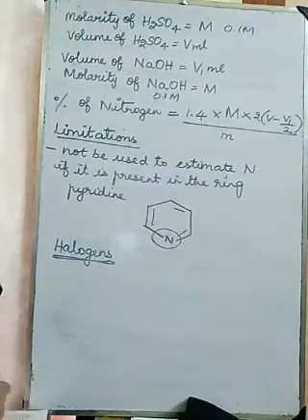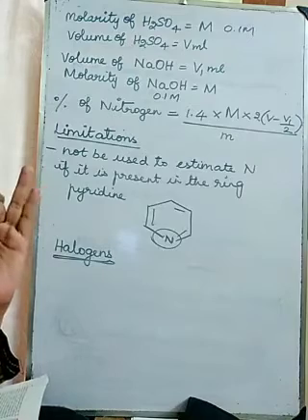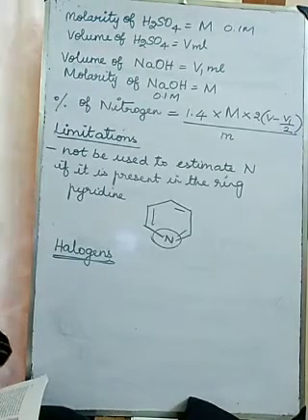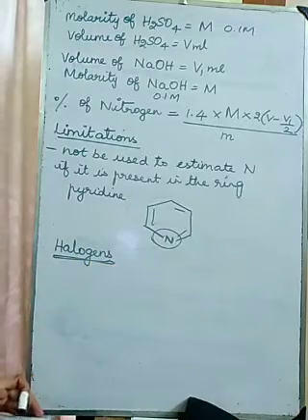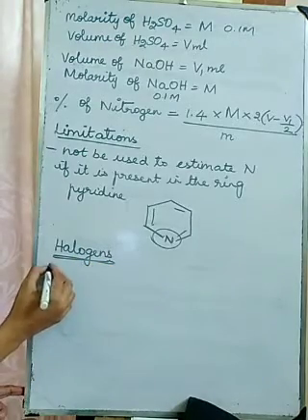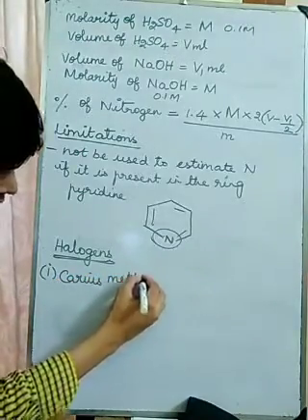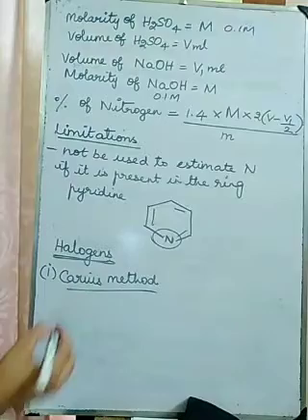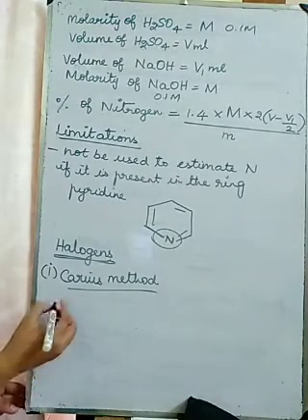We have completed estimation of carbon and hydrogen, and we have also completed estimation of nitrogen. Okay, now we are going to study about the estimation of halogens. Halogens are estimated by Carius method. So what we are going to do in this Carius method?